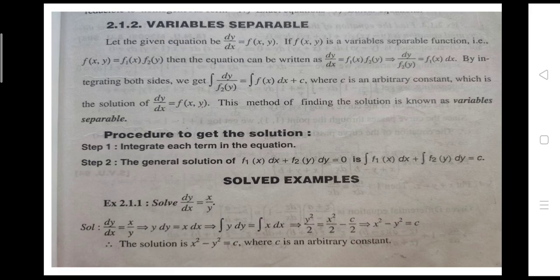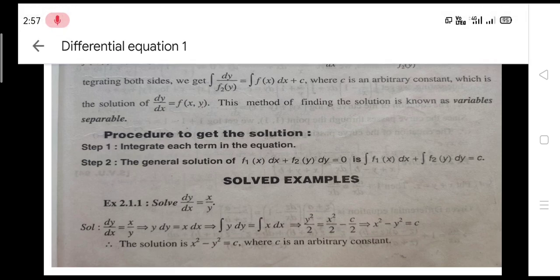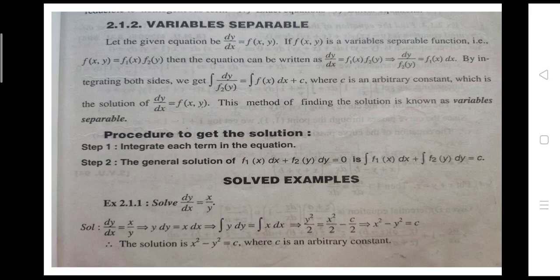And we see one example based on this method, that is, solve dy by dx is equal to x by y. So what is the given differential equation? Dy by dx is equal to x by y. This implies, now take the cross multiplication. This equation is written as y dy is equal to x dx. Now in this equation, variables are separable. X variables are on one side and y variables are on another side. So this is in the form of the variable separable method.